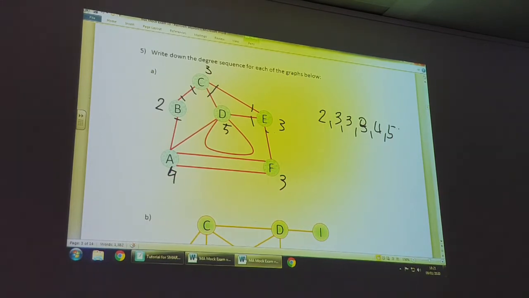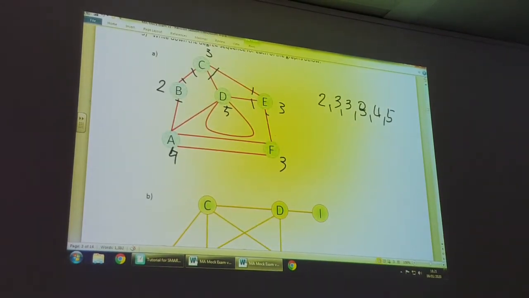Also, it has to be in order, smallest to largest. Is that 2 marks for A and B, or 2 for A and 2 for B? No, 1 and 1. Question 5, 2 marks. 1 for each, for counting the lines.